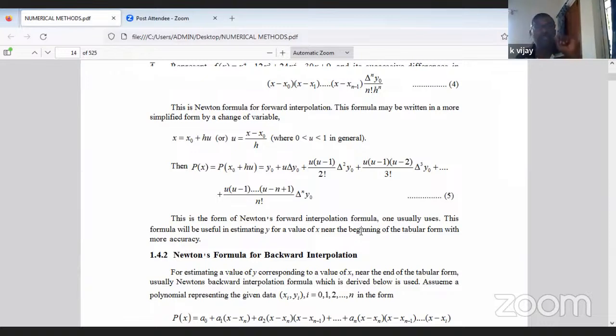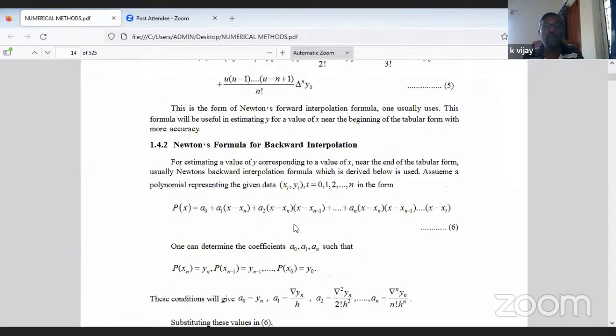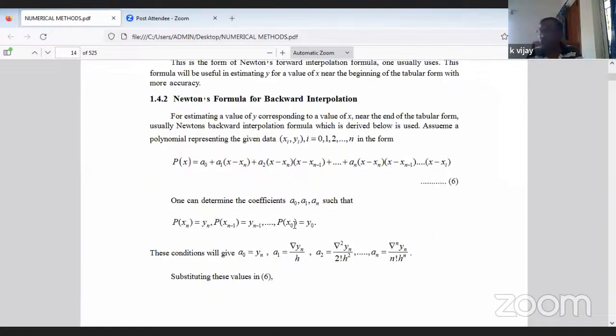For 0 < u < 1, the integral we are taking is u minus 1. So we are taking the table of values: del square y0, del cube y0, and del yn. This is called the Newton forward interpolation formula. Now the Newton formula for backward interpolation. What is backward interpolation?